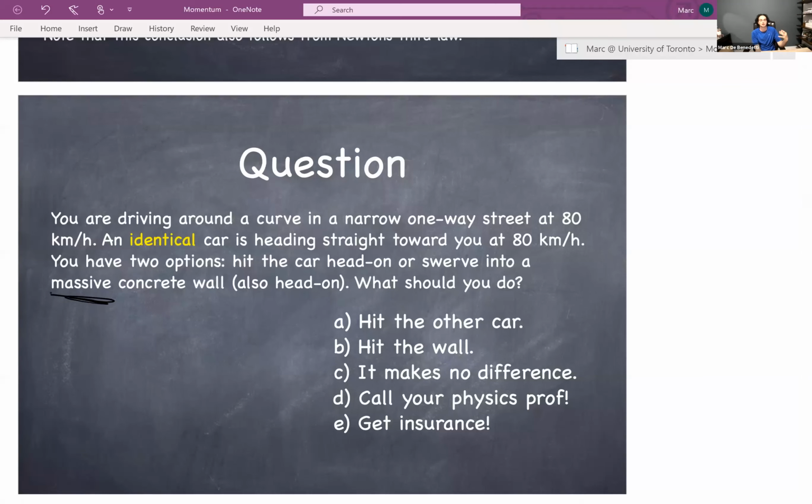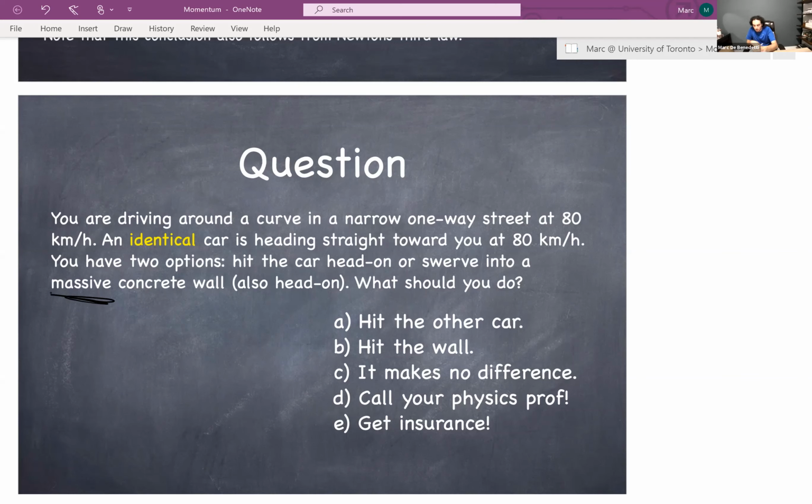Like it's a massive concrete wall, I'll hit the wall and my car will stop. What should you do? Meaning, what is more advantageous for me? I don't care about the other guy. What's more advantageous for me? Is it better for me to hit the car head on, or is it better for me to hit the concrete wall? And you have to ask yourself, well, in both cases, what happens to me?